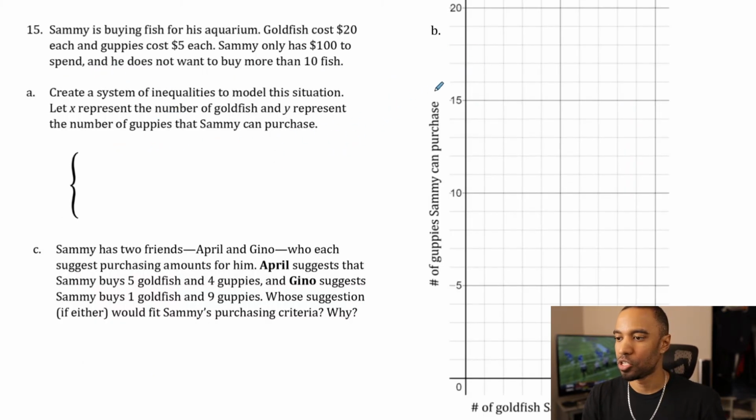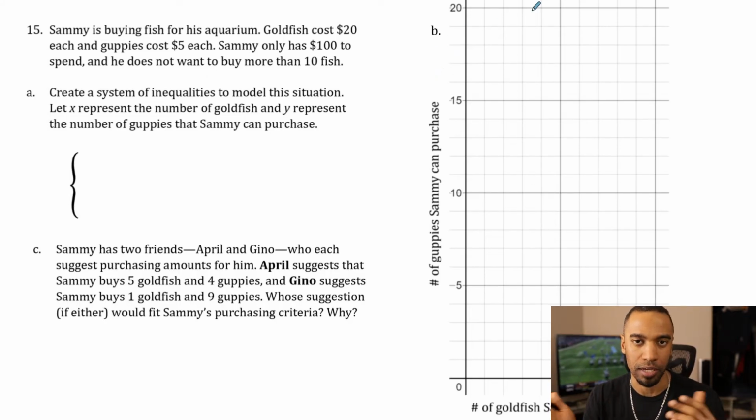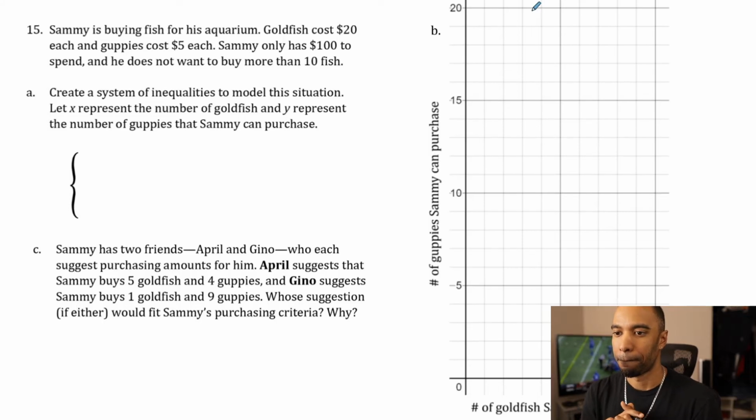Okay, here's a system of inequalities word problem. Now, if you don't know how to do these ones, you can follow me here, but the last video I did do them. This one's actually less complex than the other ones, I guess, depending on what's kind of being asked of you. Let's check it out. Sammy is buying fish for his aquarium. Goldfish cost $20 each. It's a lot for goldfish. And guppies cost $5 each.